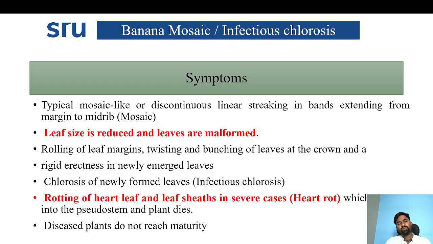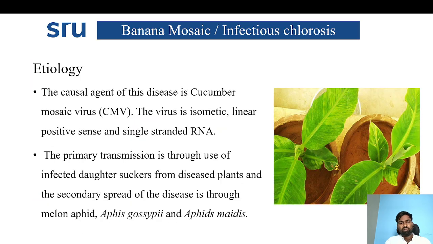Chlorosis of newly formed leaves occurs, like infectious chlorosis, and in severe cases rotting of the heart leaf and leaf sheath, known as the heart rot symptom, which progresses into the pseudostem, and the plant will die within a short span. Diseased plants do not reach maturity; there is no bunch formation and no inflorescence formation.